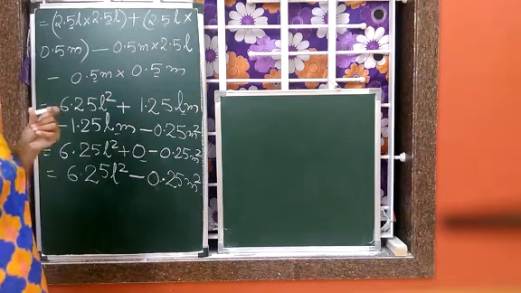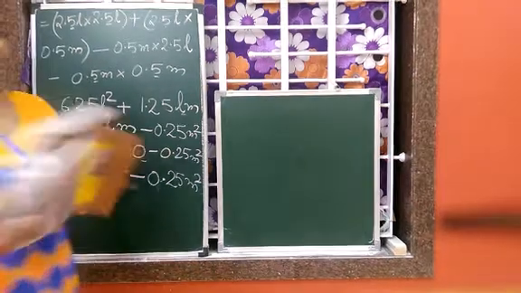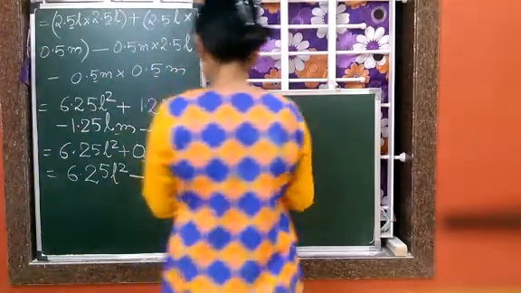Which one we have to start, children? See, I have become old now. You cannot remember. Third one we did, no? Now the fourth one.